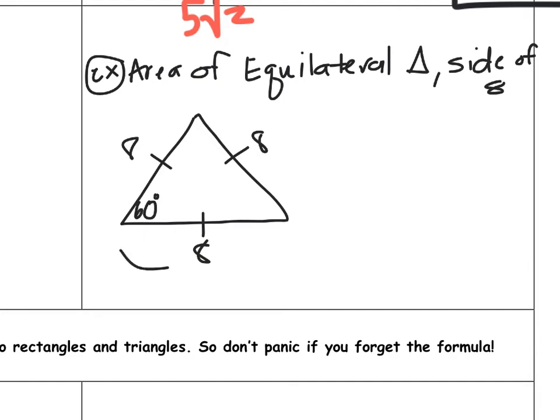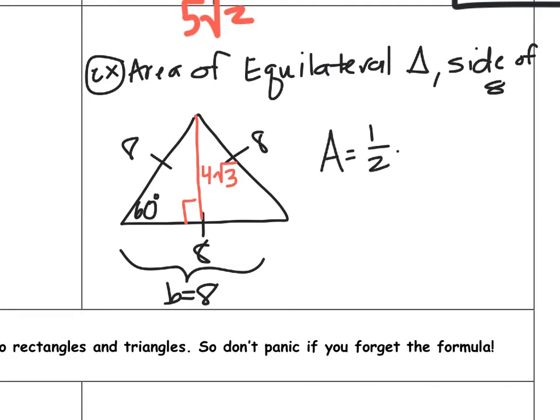Now I know that the base is 8. I do not know the height. To find the height, we have to sketch the height in. You now have a 30, 60, 90 triangle, and using special right triangles, I can figure out that this is 4 radical 3. So my area is 1/2 times my base, which is 8, times my height, which is 4 radical 3. I'm going to do this in order. 1/2 of 8 is 4, times 4 is 16. I get 16 radical 3 units squared.